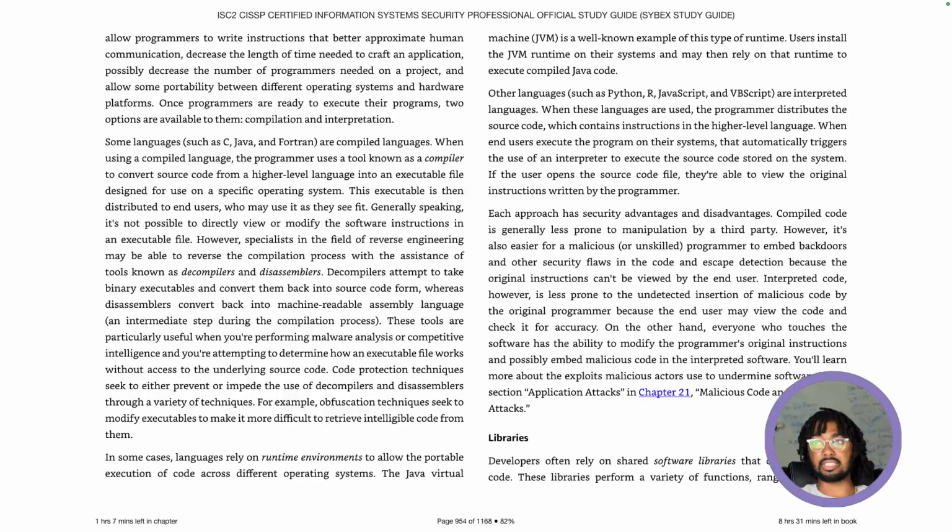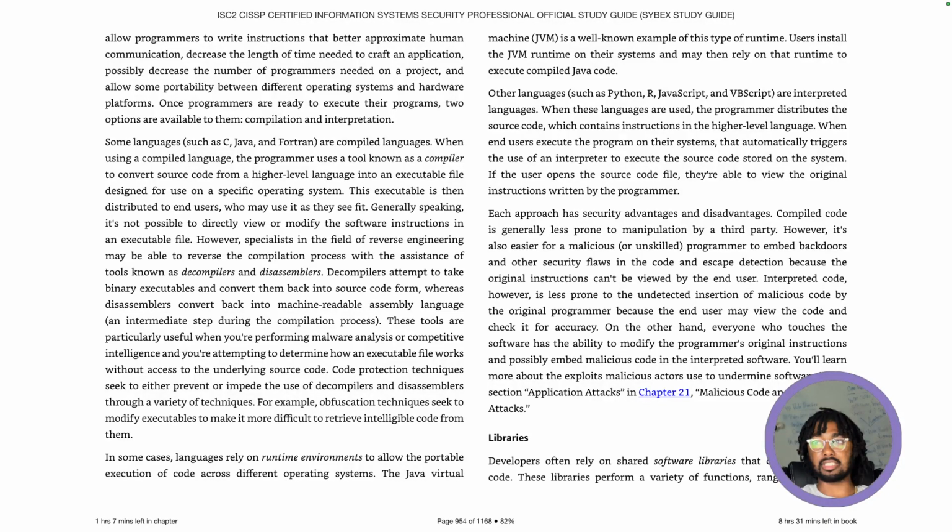Some languages such as C, Java, and Fortran are compiled languages. When using a compiled language, the programmer uses a tool known as a compiler to convert source code from a high-level language into an executable file designed for use on a specific operating system. This executable is then distributed to end users who may use it as they see fit.